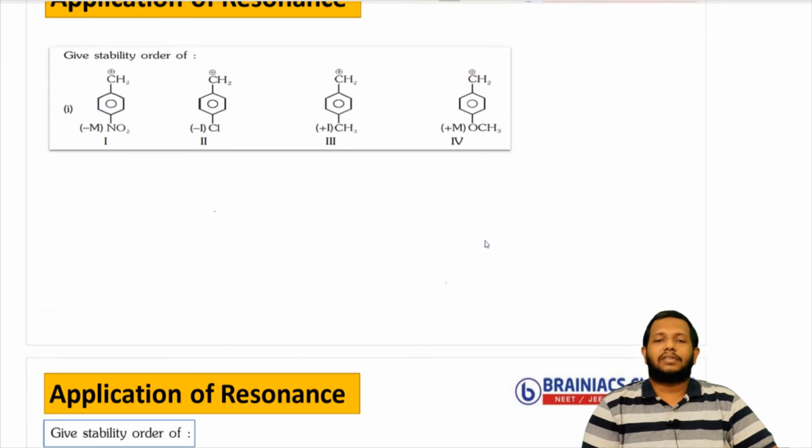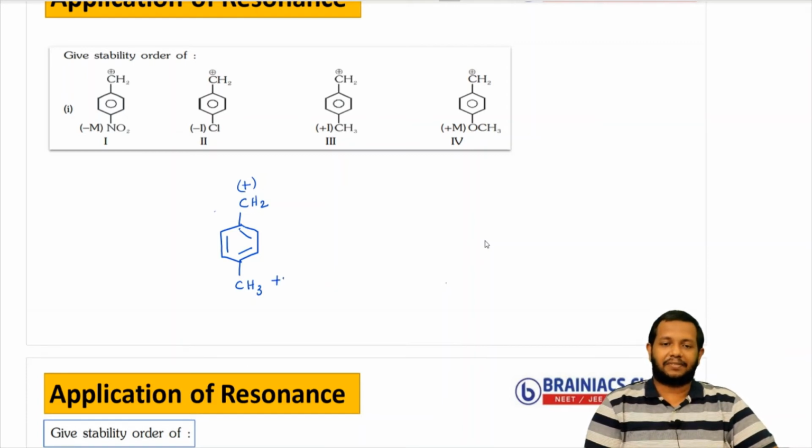So let's see the next one. In the next one, if you see, you have a compound with again the same CH2 plus, but you can see instead of chlorine you have a CH3 group. Now the CH3 group has a plus I effect. Plus I effect means it will donate electrons. So if the plus charge comes here like this, and you have a double bond here, and you have CH2 and CH3.